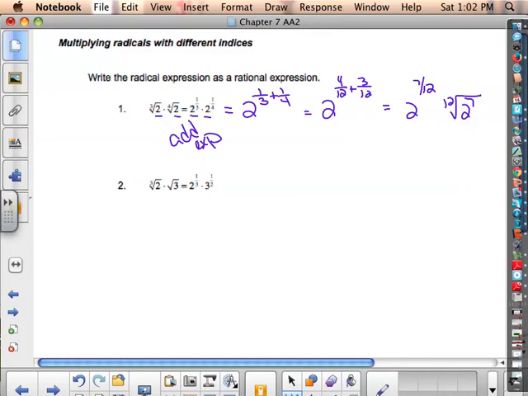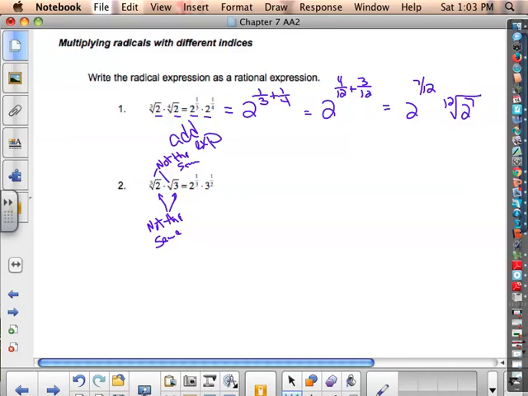Now what happens when I don't have like bases and I don't have like indices? And this is a problem that students really don't pay enough attention to when I do it in class, and then on the test they end up forgetting how to handle it. So in this case, my indices are not the same, and my radicands are not the same. So I actually have to rewrite these and handle each of them independently, or get the indices to be the same.